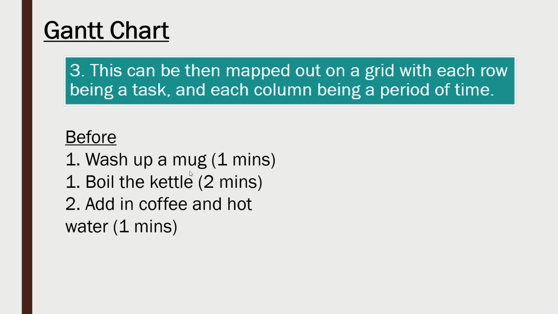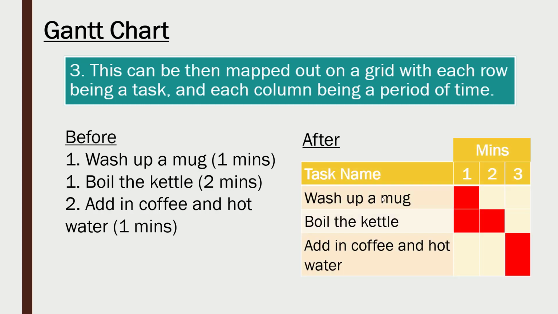And then I can take this and show it on a grid with each row being a task and each column being a period of time. So it'll look something like this. On the left hand side I've got my list of tasks written out, and then I've got a section here, each one representing a unit of time, in this case minutes, and you can see I've highlighted the box that shows you how long it will take. So I've said wash up a mug will take a minute. I've highlighted just 1 minute here. I've said boiling a kettle will take 2 minutes, and you can see I've highlighted 2 boxes here.